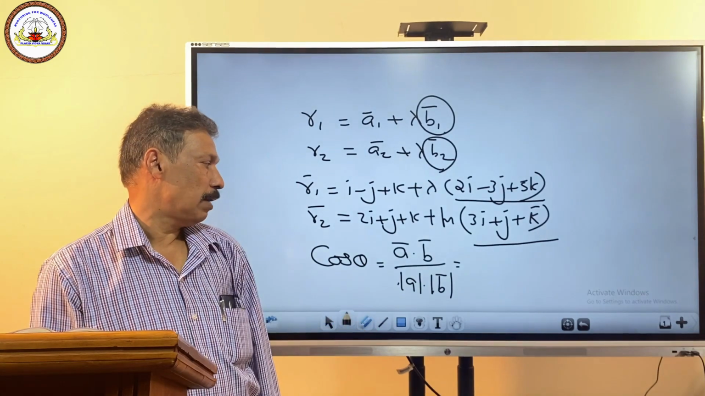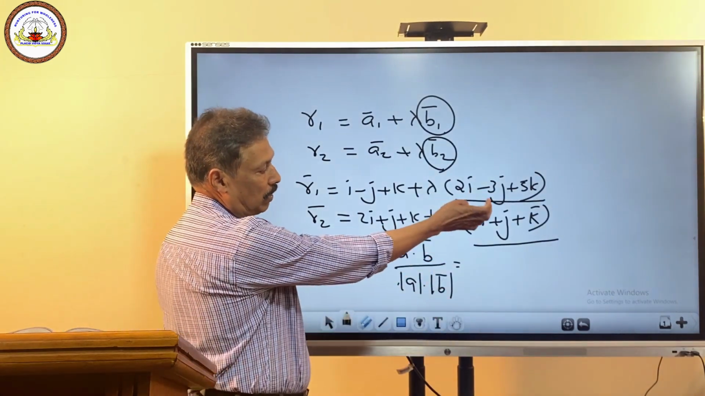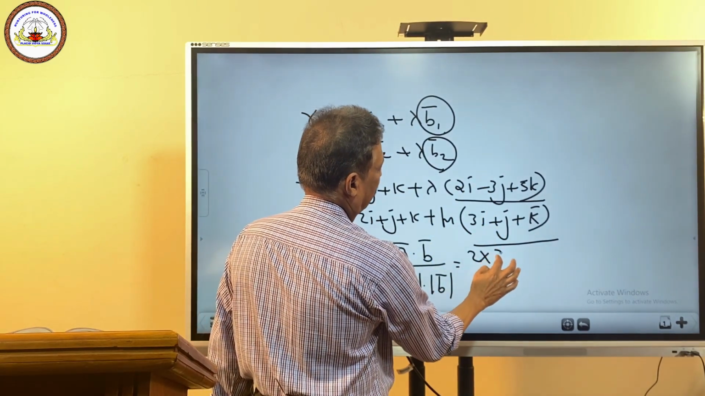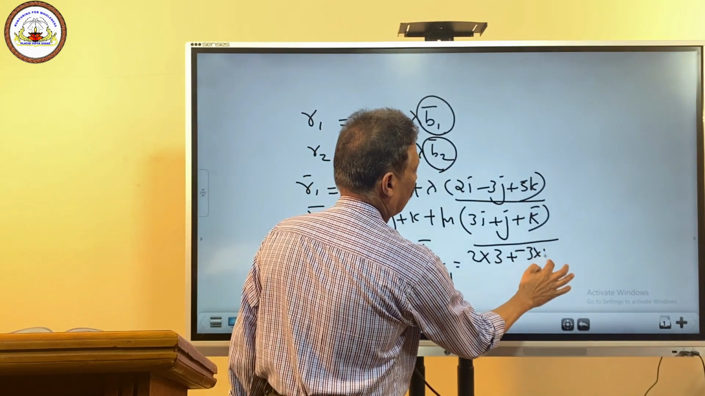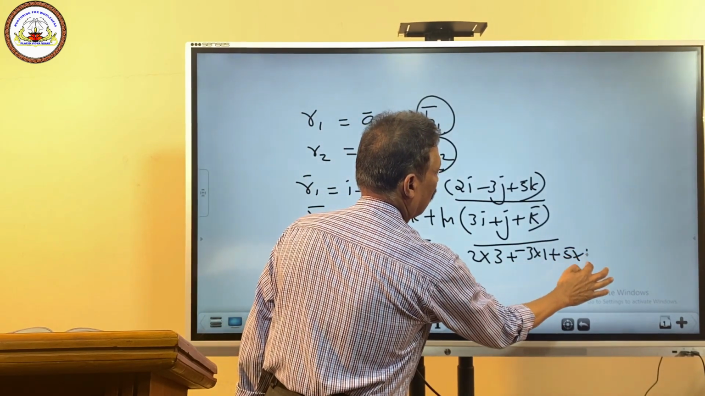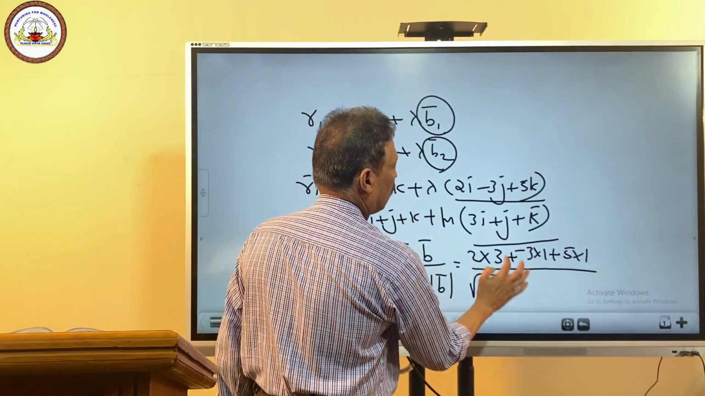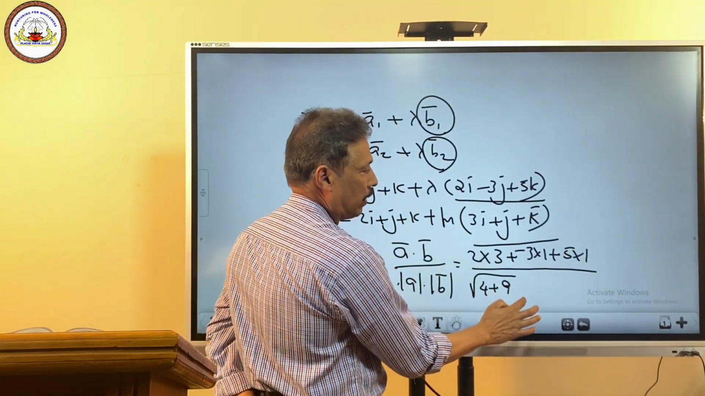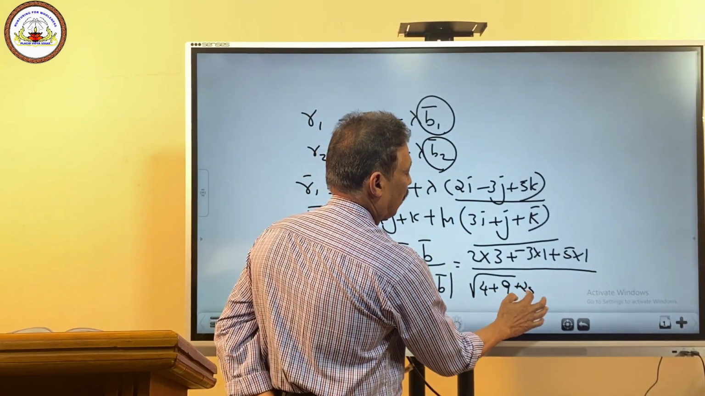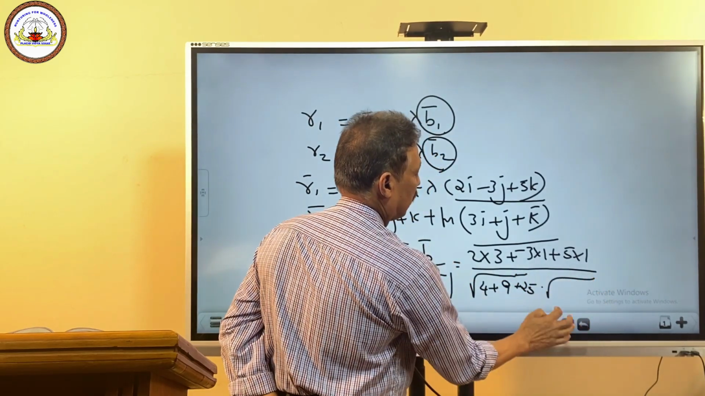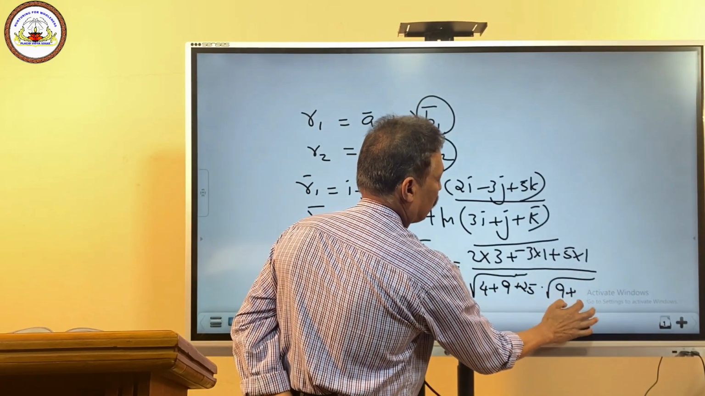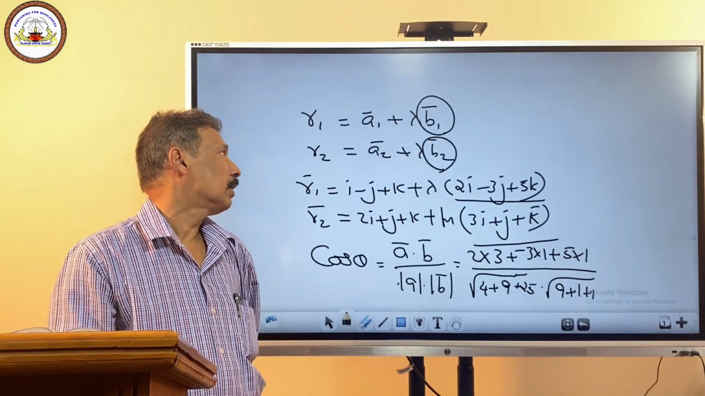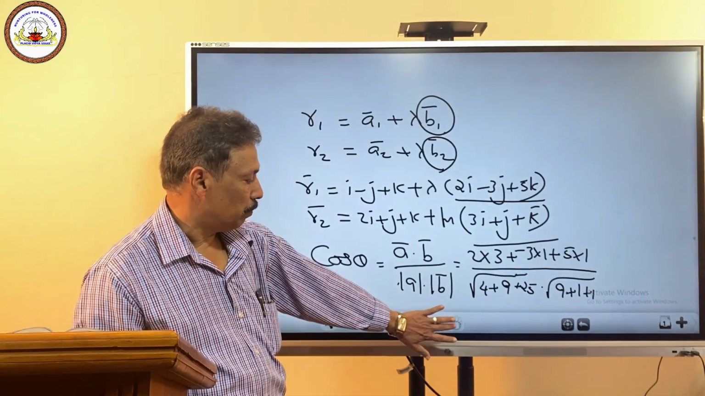Here cos theta equals a bar dot b bar. Then a dot b equals a1 b1, that is 2 into 3 plus minus 3 into 1 plus 5 into 1, divided by the modulus of the vectors: b1 bar is the square root of 2 square 4 plus minus 3 square 9 plus 5 square 25, into the second, 3 square 9 plus 1 square 1 plus 1 square 1. We apply this formula, and we get the angle between the straight lines r1 and r2.